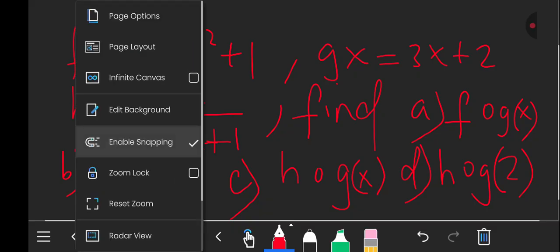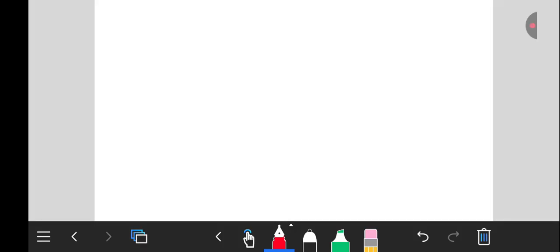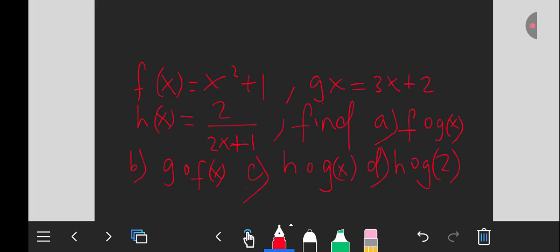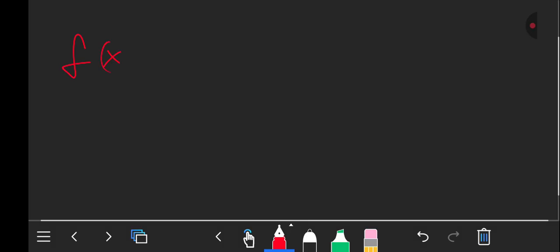So let's answer these questions. Okay, let's see how we can answer these questions. For the first one, we are finding f of g of x. So I have f of x, which is x squared plus 1. So our f of x is equal to x squared plus 1. Then our g of x, what is our g of x?